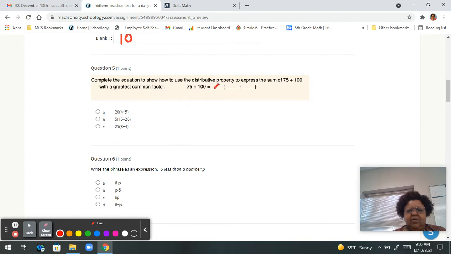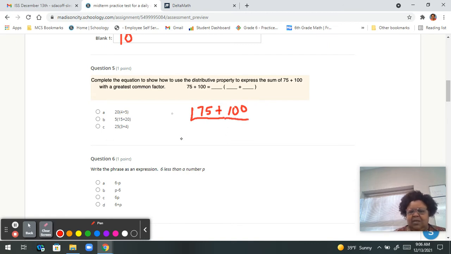Okay, complete the equation to show how to use the distributive property to express the sum of 75 plus 100 with a greatest common factor. So we're going to use our ladder method, find the GCF, and then rewrite this sum. Okay, so I'm going to go ahead and keep my plus in there so that I know I'm doing a distributive property problem. What goes into both of those?